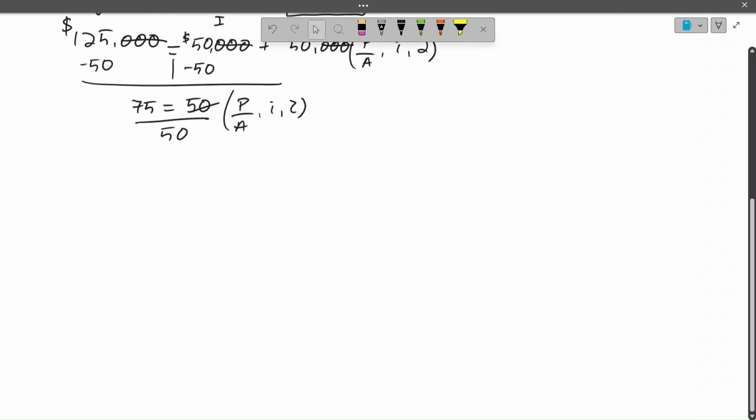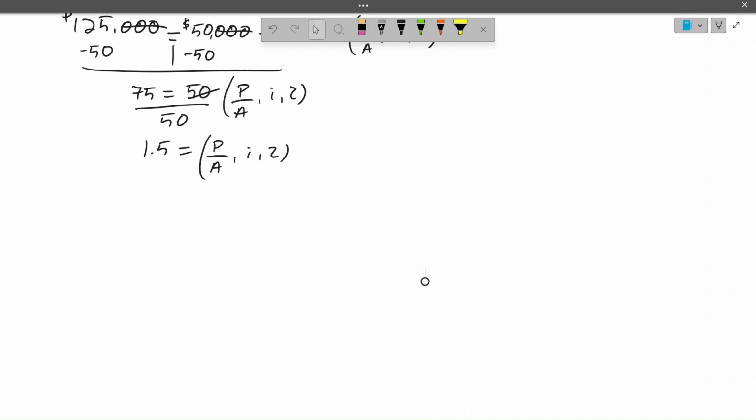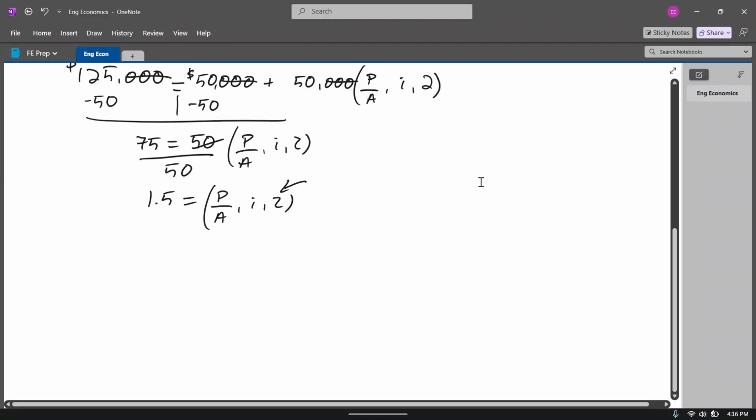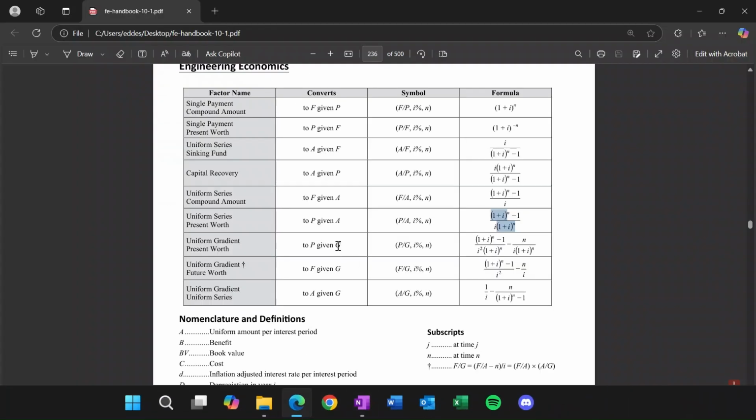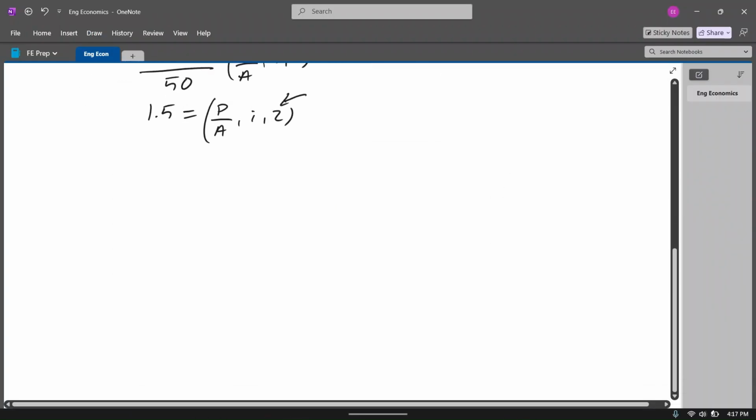We are left with 1.5 is equal to P over A, interest, 2. Okay, now we can go over to the NCEES handbook. We can find the formula for this one, in order to actually plug it in, then we're able to solve for I. So let's go right here. It's already highlighted, made it a little bit easier. So P given A, we're trying to find the present value given the annuity. So let me just bring this formula over to the scratch work.